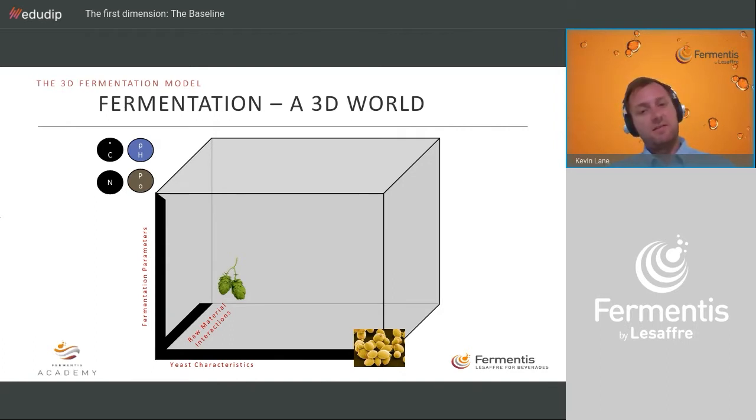Which leads us into the second dimension, which is the fermentation parameters. So this is where the yeast characteristics are the baseline. Fermentation parameters are things that you can control to maybe alter the yeast and what the yeast is doing in the fermentation process. So these are things like temperature, pitch rate, pH, starting Plato or gravity, any of the conditions that you as a brewer or as a producer can control and change to attempt to influence the yeast characteristics. So that will be next week.